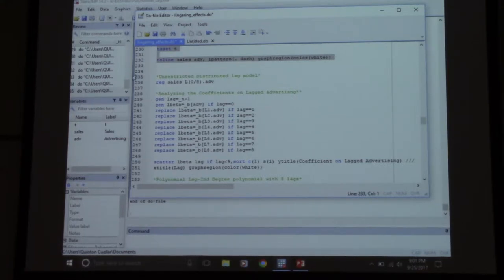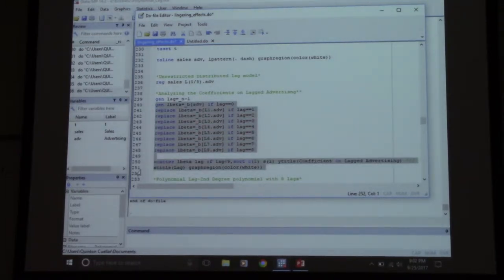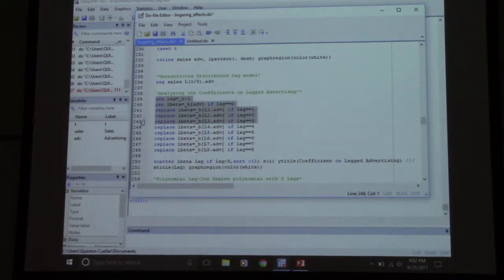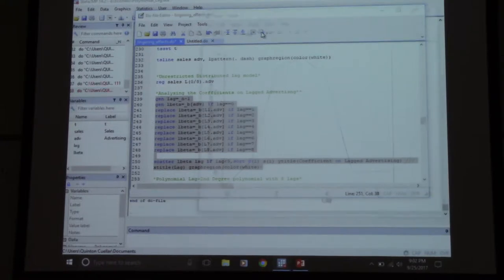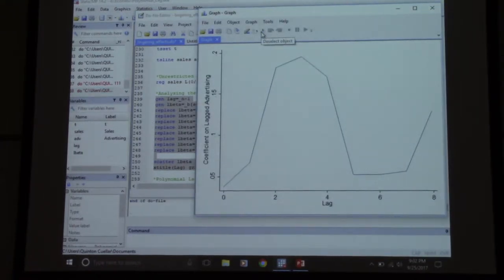So we already generated lag. Let's run our unrestricted model. This is kind of a repeat of what we already did. Yeah, tsetting opens up the use of the lag operators, which is nice. It's a new data set, and we got that picture. We said, okay, this looks like a good candidate for a polynomial lag. So we did that, and we got a decent-looking polynomial lag.